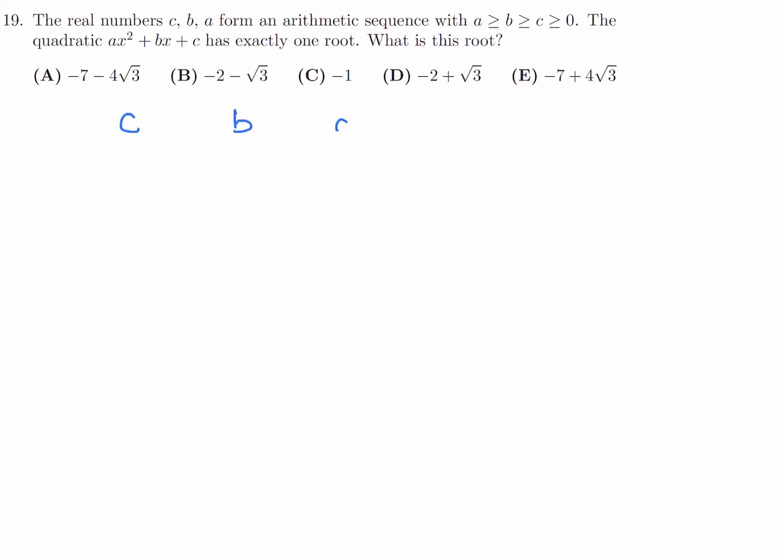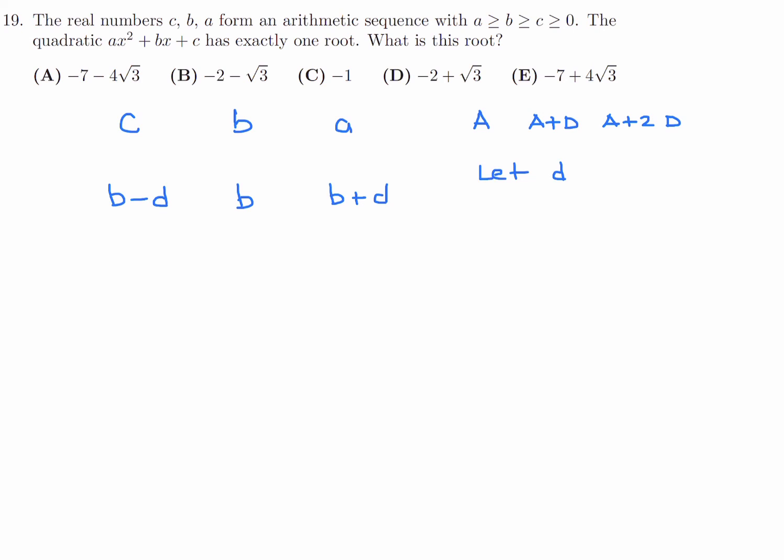C, B, and A form an arithmetic sequence. And as you know, those are sequences of the form A, A plus D, A plus 2D, and so on. So let D be the common difference for these three. And that means I can write it as follows. B, I'll just leave alone, but then A will be B plus D. And C, I will write as B minus D. It will just make the math a little bit easier to write it like this. The common difference is still D, but I've written it in a way that makes the calculation faster.